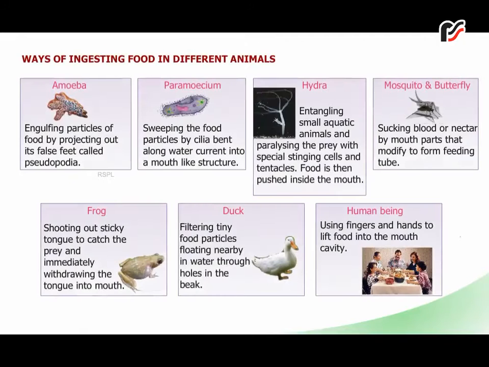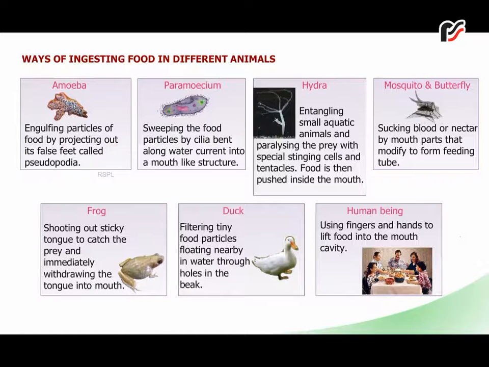Ways of ingesting food in different animals. Amoeba, engulfing particles of food by projecting out its false feet, called pseudopodia. Paramoecium, sweeping the food particles by cilia bent along water current into a mouth-like structure. Hydra, entangling small aquatic animals and paralyzing the prey with special stinging cells and tentacles. Food is then pushed inside the mouth.